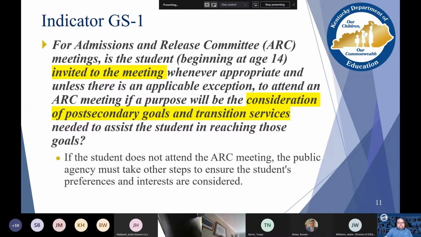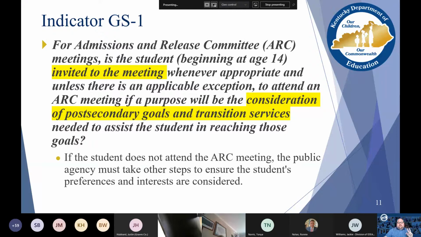So again, it can't just be, oh my goodness, we forgot to invite Johnny. We've got to go get him. It has to be done beforehand. There has to be proper notice that occurs to everyone, and he or she has to be included in that. If the student is unable or unwilling to attend, make sure documentation exists that the student's interests and preferences were considered in another way.